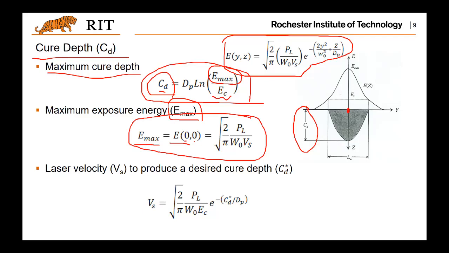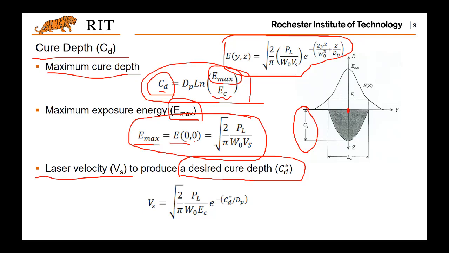Also, sometimes if you have a known desired cure depth, you want to determine the laser velocity, because we discussed that a slower laser velocity usually will cure more resin, right? That's intuitive. Basically, you expose the resin to the laser for more time if you have a slower laser velocity, right?